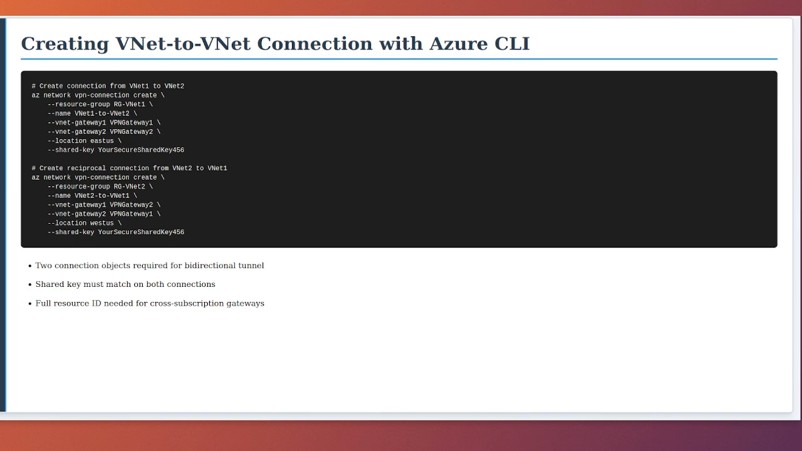After creating both connections, the VPN tunnel typically establishes within 2 to 5 minutes. You can verify the connection status using the az network vpn-connection show command for each connection. Both connections should show a status of Connected when successfully established. Traffic between the VNets will then flow through the encrypted IPsec tunnel, and you can test connectivity by pinging resources in one VNet from resources in the other VNet, assuming firewall rules and network security groups allow the traffic.